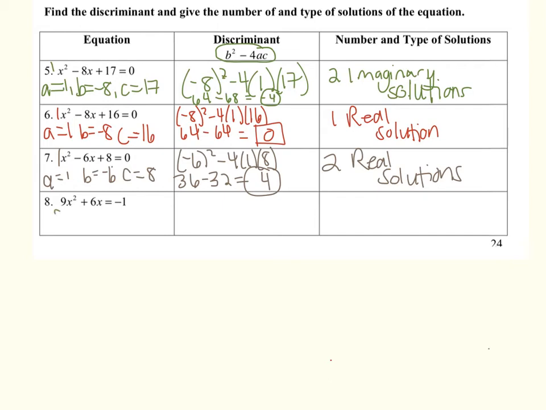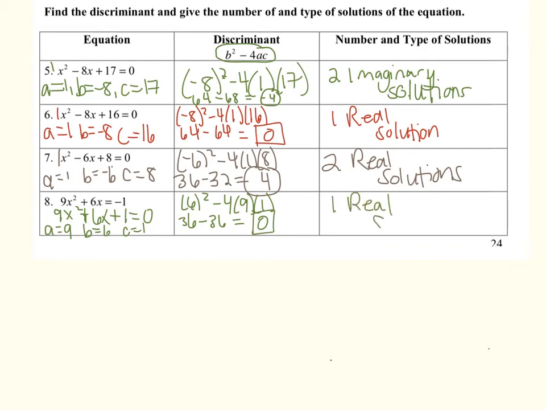Example 8 needs a little prep work to get into standard form, so 9x squared plus 6x plus 1 equals 0. a equals 9, b equals 6, constant equals 1. So b squared minus 4 times a times c, so 36 minus 36 equals 0. So there will be one real solution.